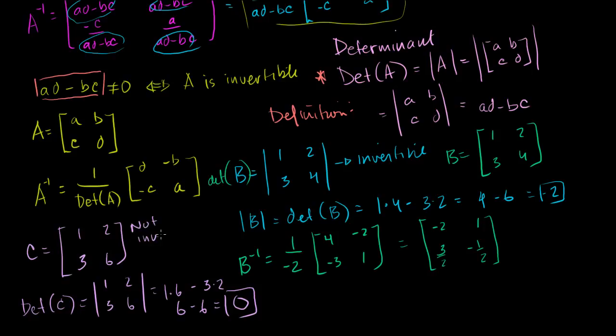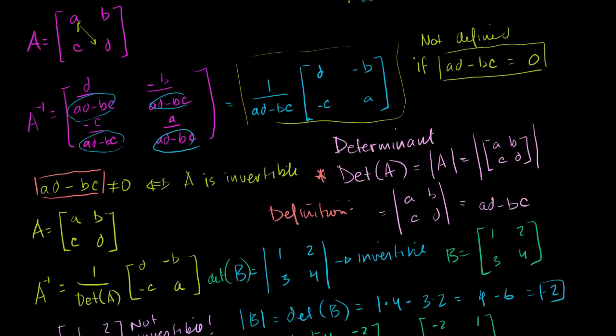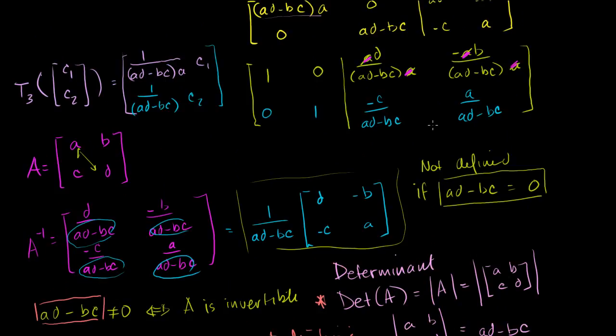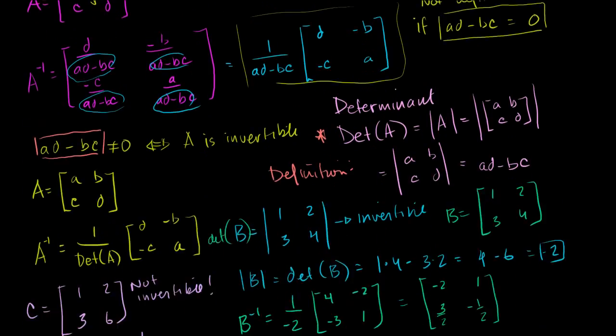We can't find its inverse, because if we were to try to apply this formula right here, you'd have a 1 over 0. But we know this formula just comes out of that attempt to put it into reduced row echelon form. And in that last step, we just had to essentially divide everything by these terms. So these terms would be 0 in this matrix C that I just constructed for you.